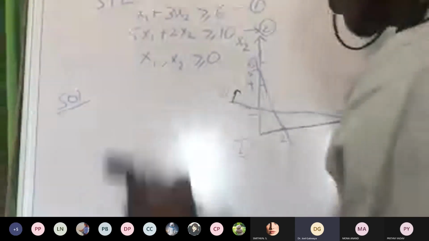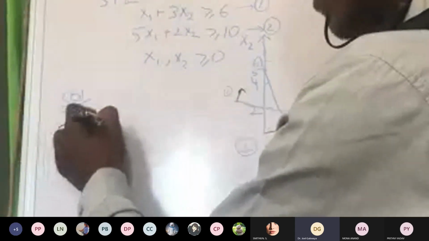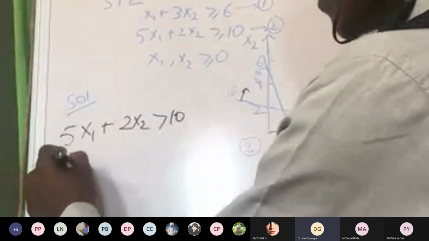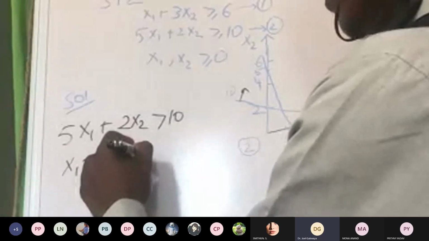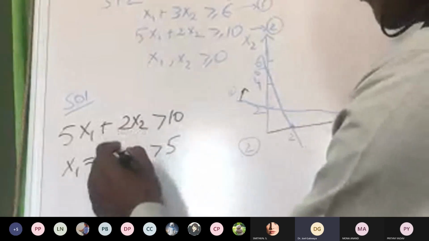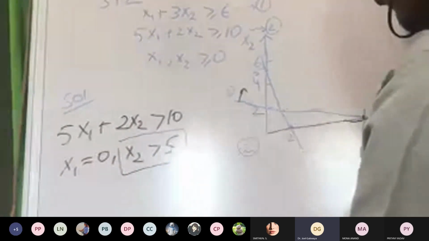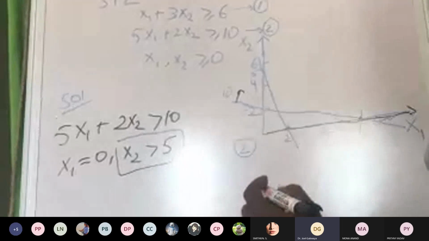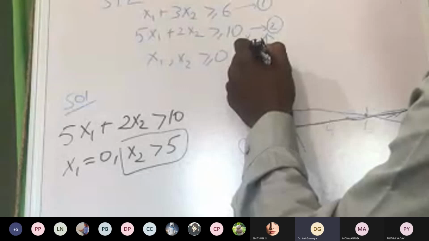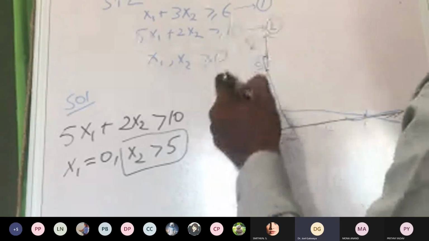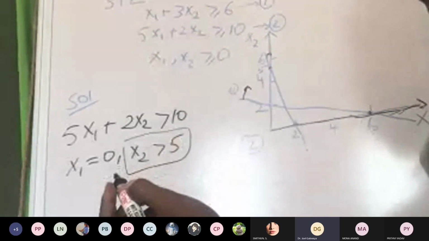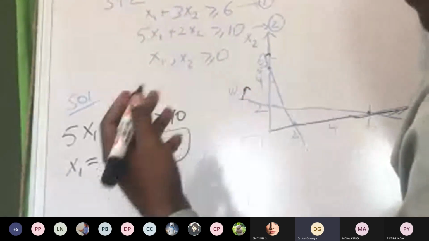For the second inequality, we come to 5x1 plus 2x2 is greater than 10. If x1 is equal to 0, then x2 is greater than 5. So now, which side to shade? All points, yeah, this is 5. 5 is here. All numbers which are above 5 are above the line. You keep this arrow to enable you to remember where you're going to shade at the end, okay?